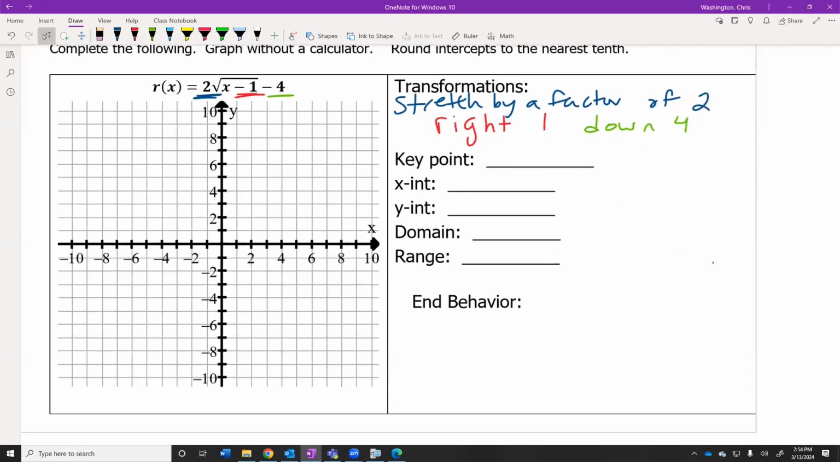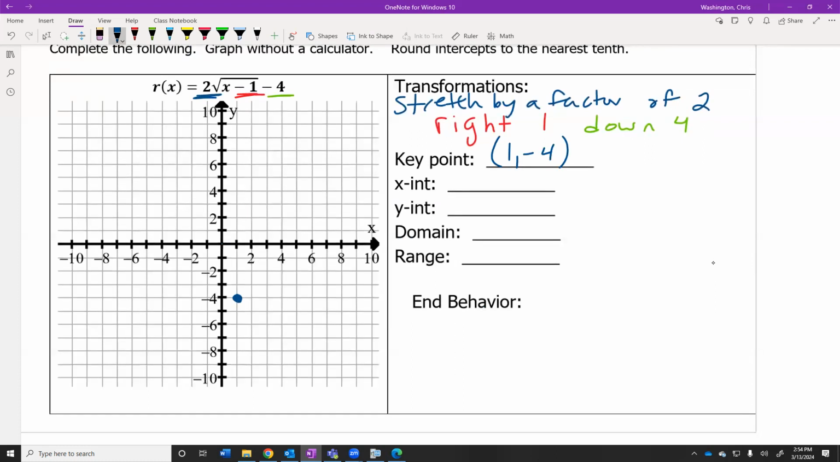So we can take that point that was at the origin, and we can go right 1 and down 4. This point is going to be on my new graph. Always. It doesn't matter about the stretch, the shrink, or the reflection. That point is 0, 0. However we move it left, right, up, down, that's that point. And we're going to call this the key point, 1, -4.